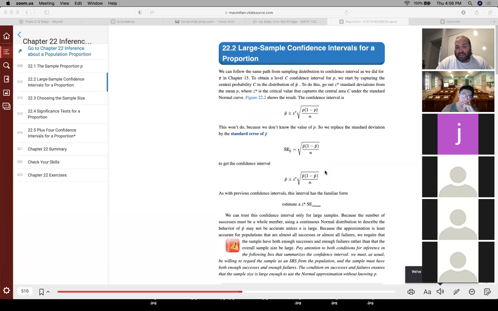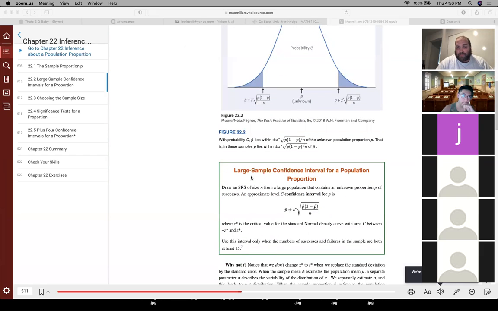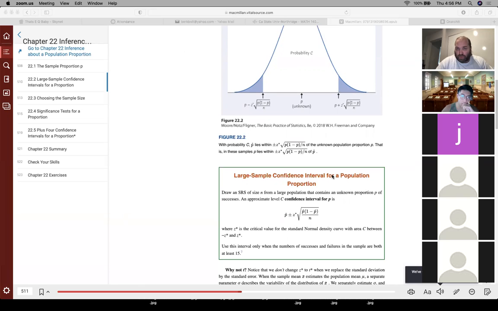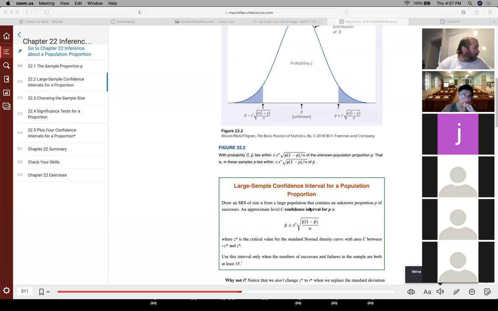Write these formulas down, or at least this ending formula, so that when we use it in action, you'll understand where it comes from. This is what we're putting in the box. The large sample confidence interval for a population proportion requires an SRS. This is it: p hat plus or minus z star times the square root of p hat times 1 minus p hat over n. This is the confidence interval formula for a large sample. Use this only when the number of successes and failures are both at least 15. That is the condition for when you are allowed to use this.